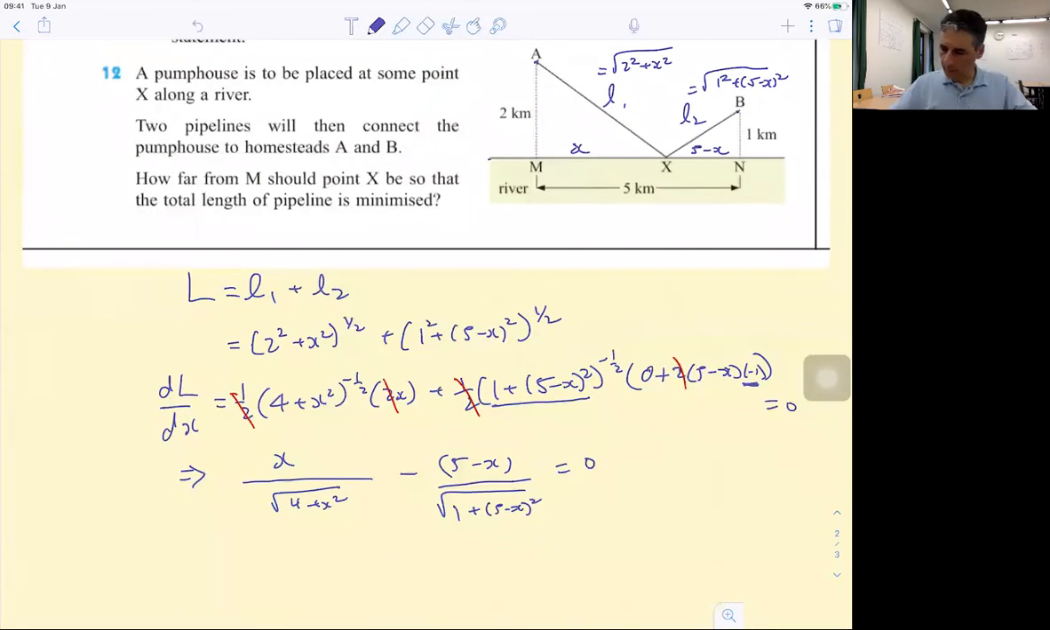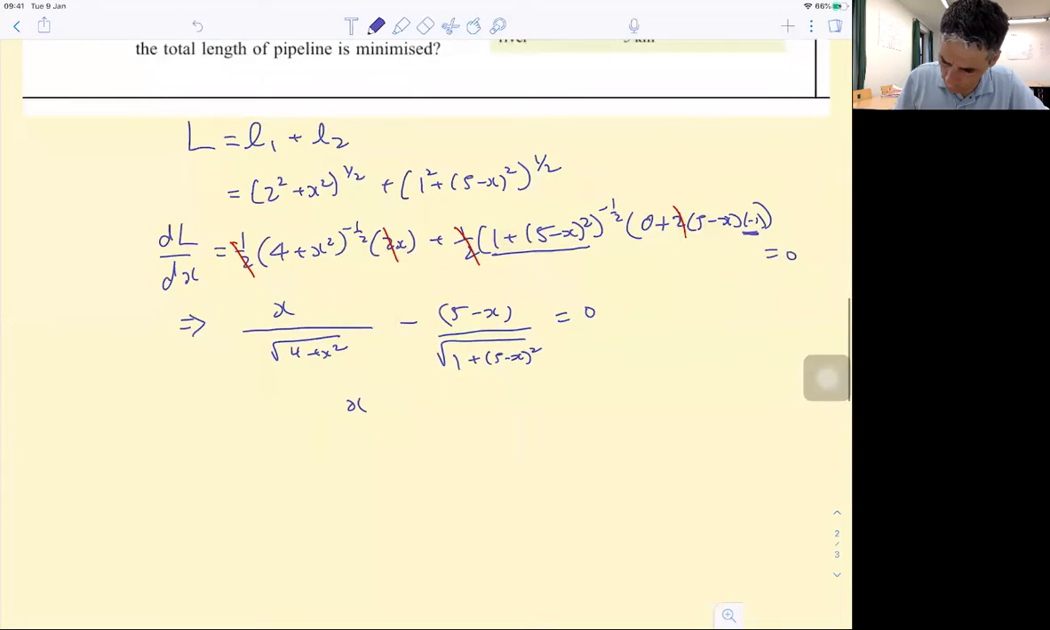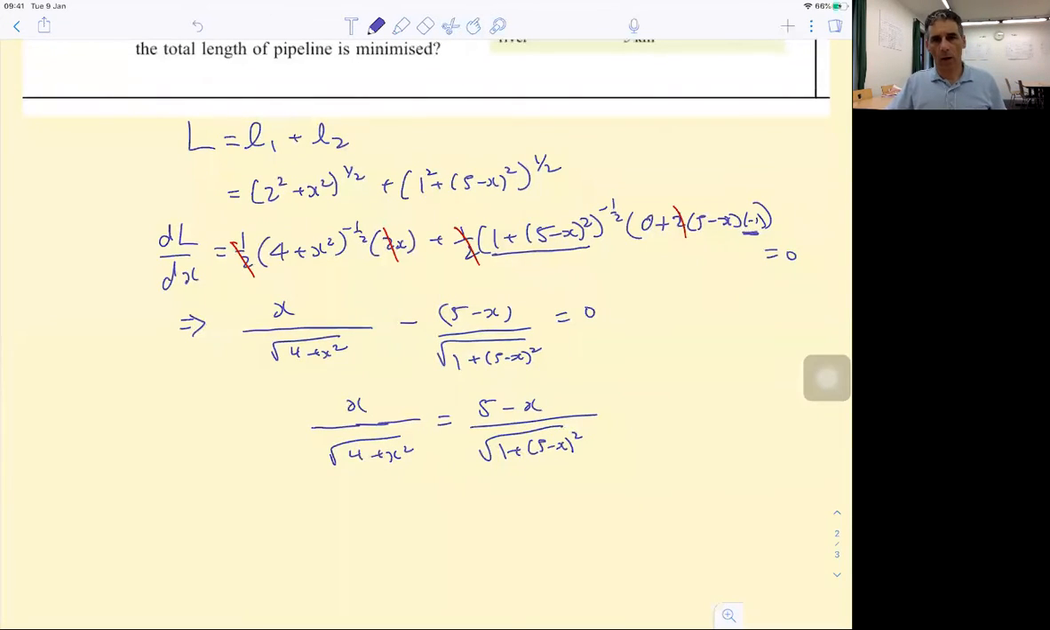Okay, so how to solve something like this? What we're going to do is bring this expression to the other side first. So that'll give us X over the square root of 4 plus X squared equals (5 minus X) over the square root of 1 plus (5 minus X) squared. Okay? Then we'll cross multiply and square both sides. So if I cross multiply first, I get something like that.